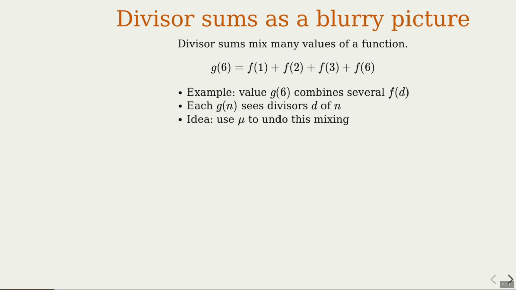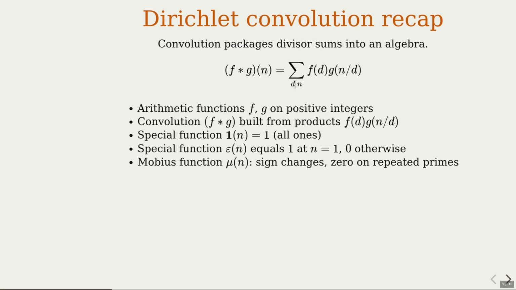overlapping divisor sums. To make the story precise, we work with arithmetic functions from the positive integers to the complex numbers, and we combine them using Dirichlet convolution. The formula on the slide says that the convolution of f and g at n is a sum over the divisors d of n of f of d times g of n divided by d. So g, in our earlier example, was really the convolution of f with the constant 1 function, because we multiplied by 1 and added over divisors.